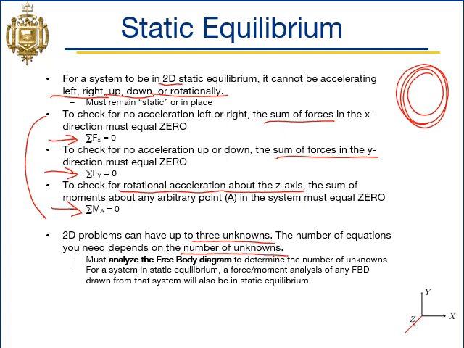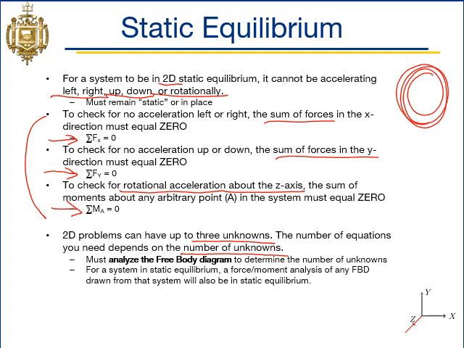So if we have 3 unknowns in the problem, then we'll need essentially all 3 equations. If there's only 2 unknowns, then there are only 2 equations, and then just 1 unknown, just 1 equation. So how do we come up with these equations? Well, we're going to have to analyze the free body diagram. I've got that in bold there.